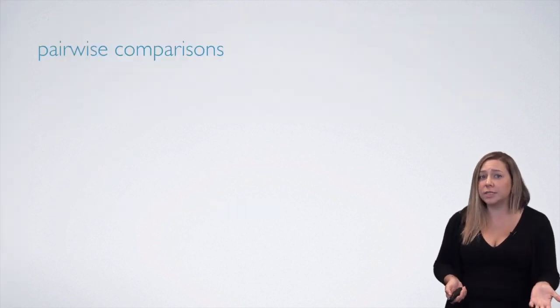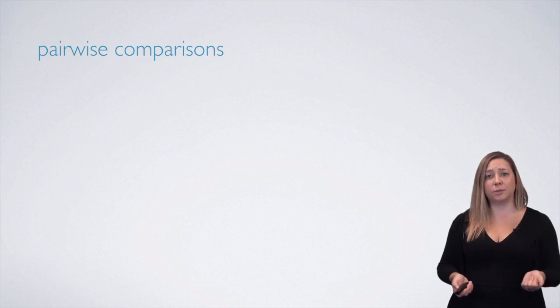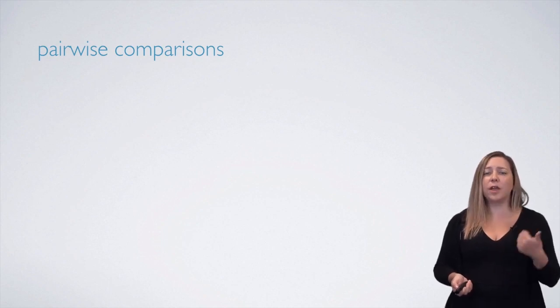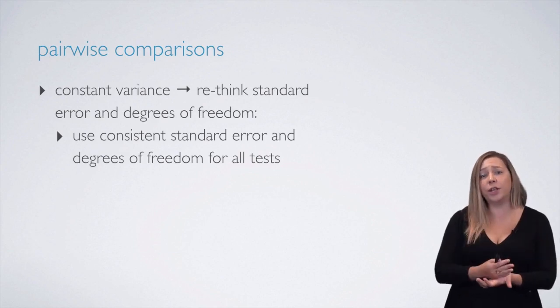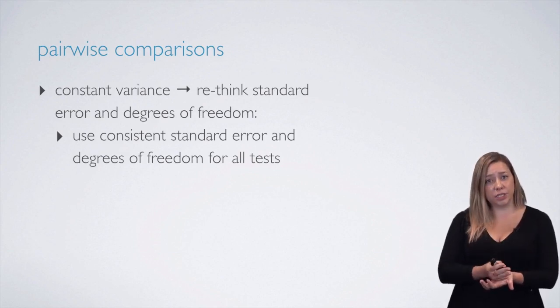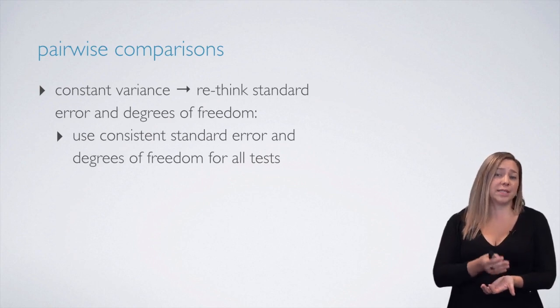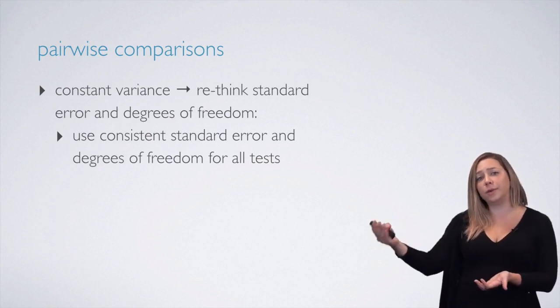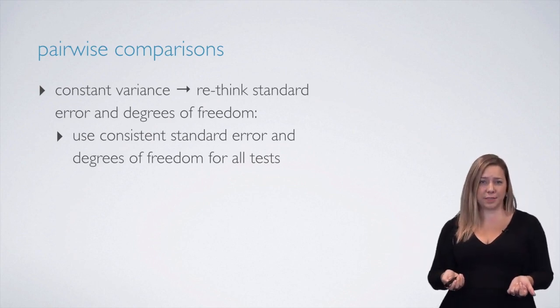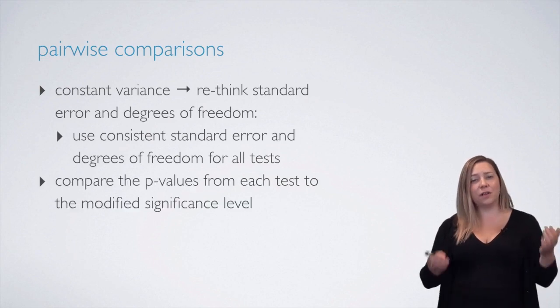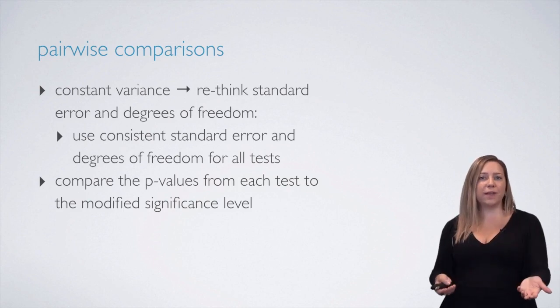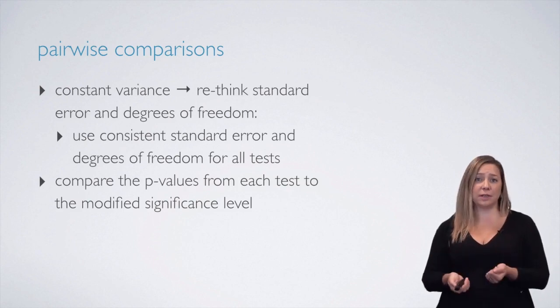There are a couple other considerations when doing these multiple comparisons after ANOVA. First is related to the constant variance condition. Since for ANOVA, we need to meet this condition, we need to now rethink the standard error and the degrees of freedom to be used in the multiple comparisons tests. And of course, now we have a new modified significance level that we're going to compare to the p-values of these tests to determine significance.